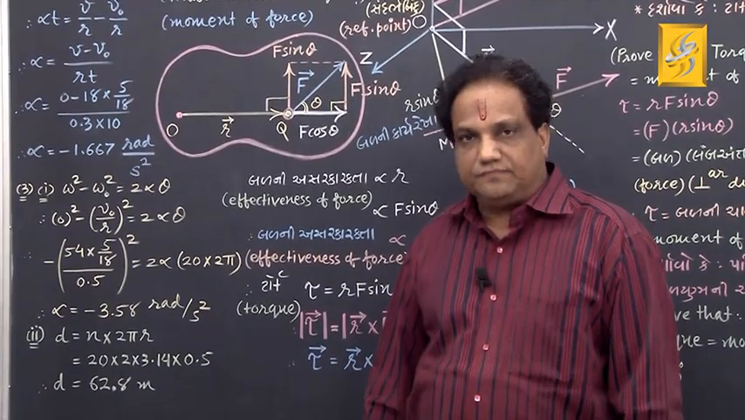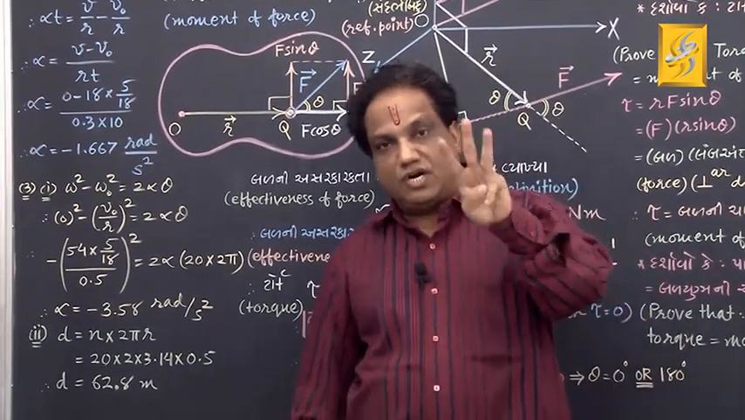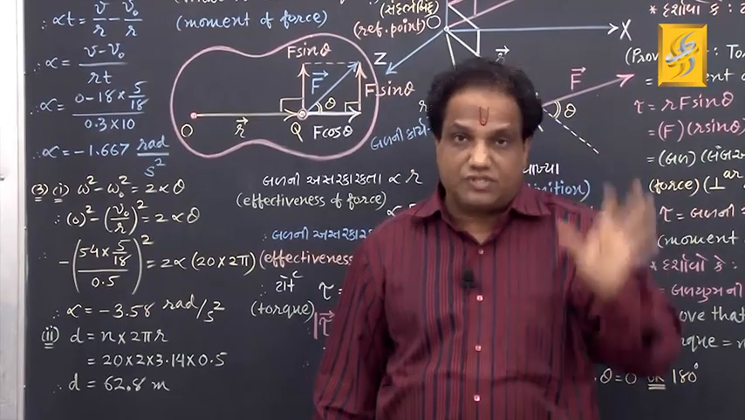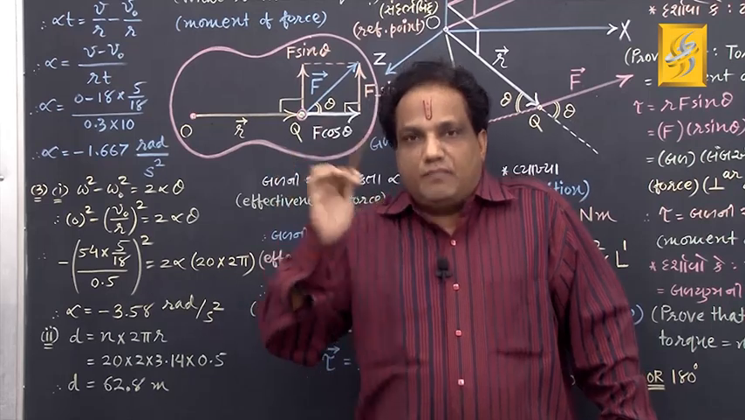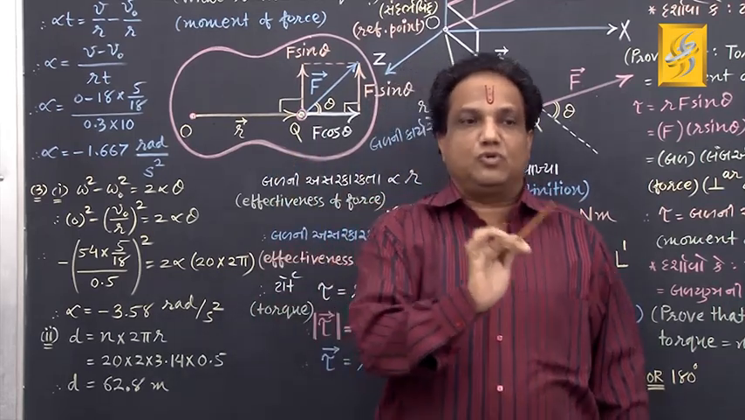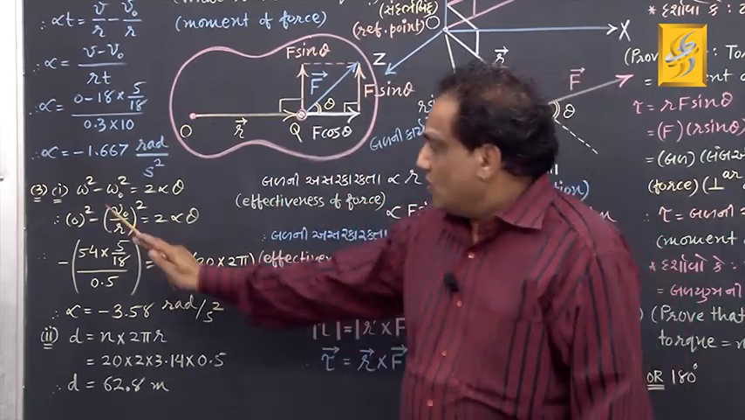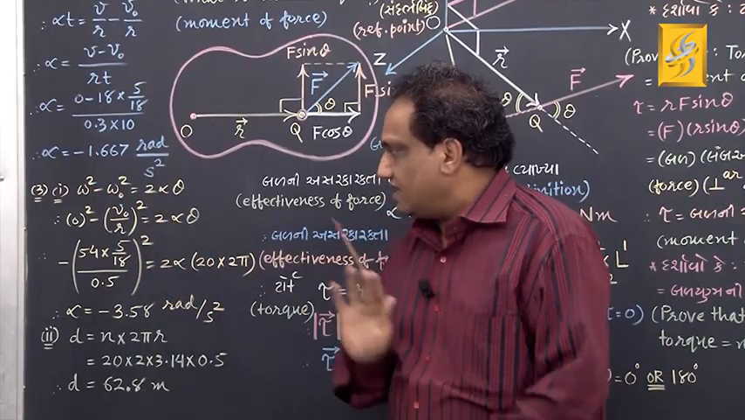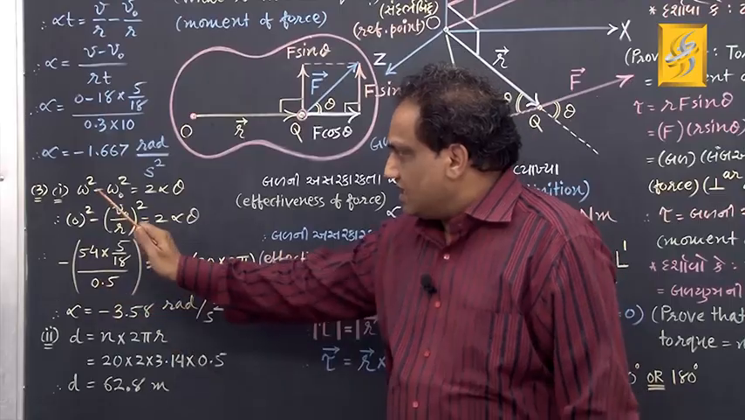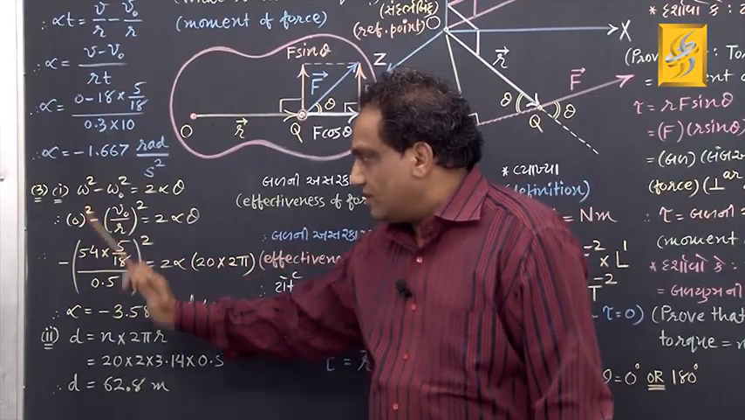Come on, read it. Recall third equation of rotational motion with constant angular acceleration. What was that? Omega square minus omega 0 square equals 2 alpha theta. Correct? Now, this final angular velocity must be 0.